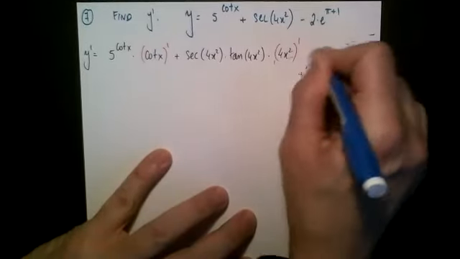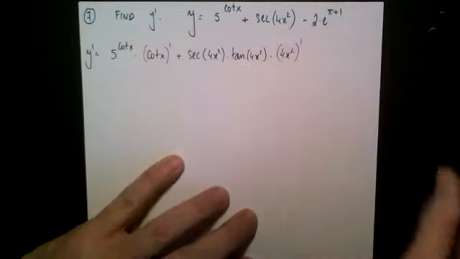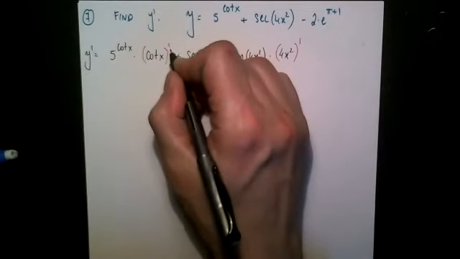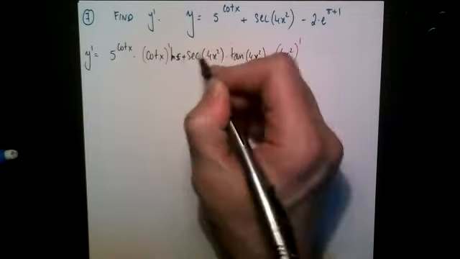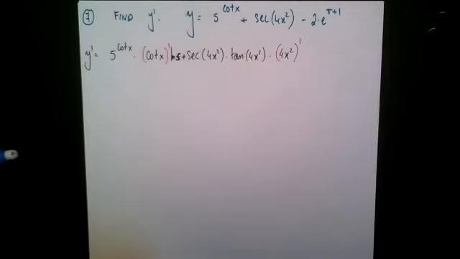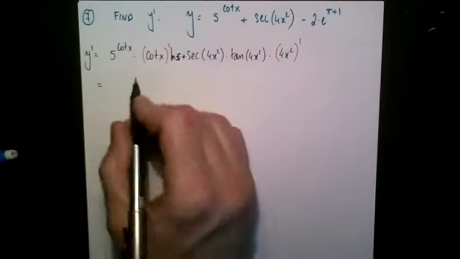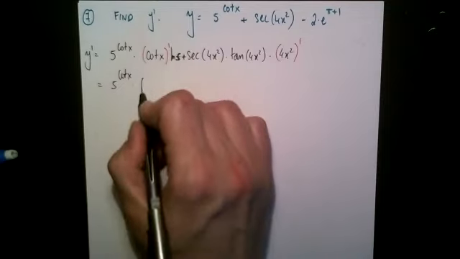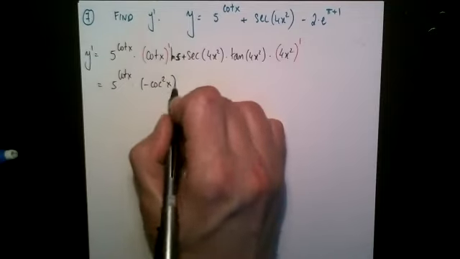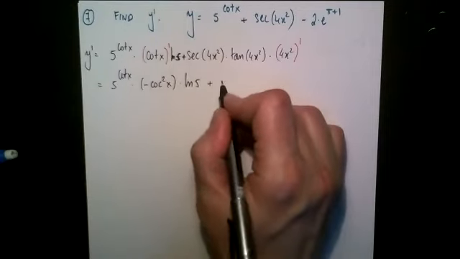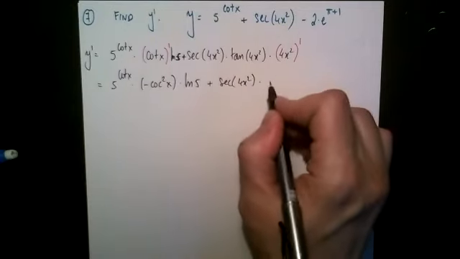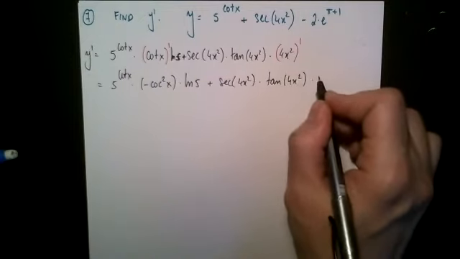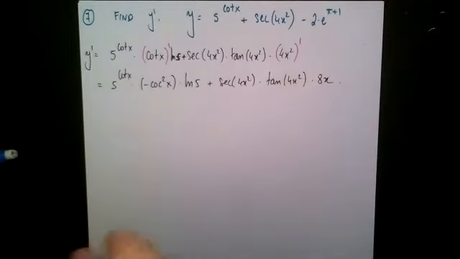But at the beginning, don't we have to do 5 to the cot x times the derivative of cot x times ln 5? Very good. Yeah, times ln of 5, right? Okay, good stuff. So 5 to the power of cotangent x, the derivative of cotangent is negative cosecant squared, times ln 5, plus secant of 4x squared tangent of 4x squared times the derivative of the inside, which is 8x. And that's my answer.